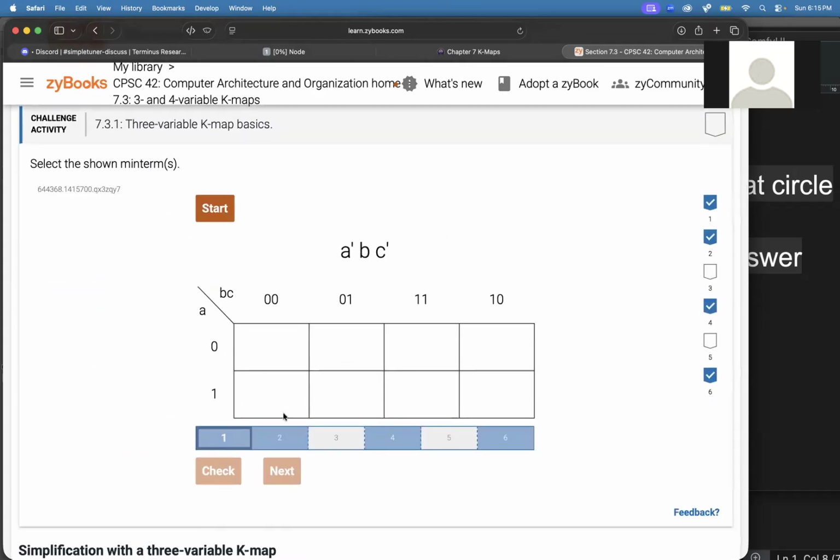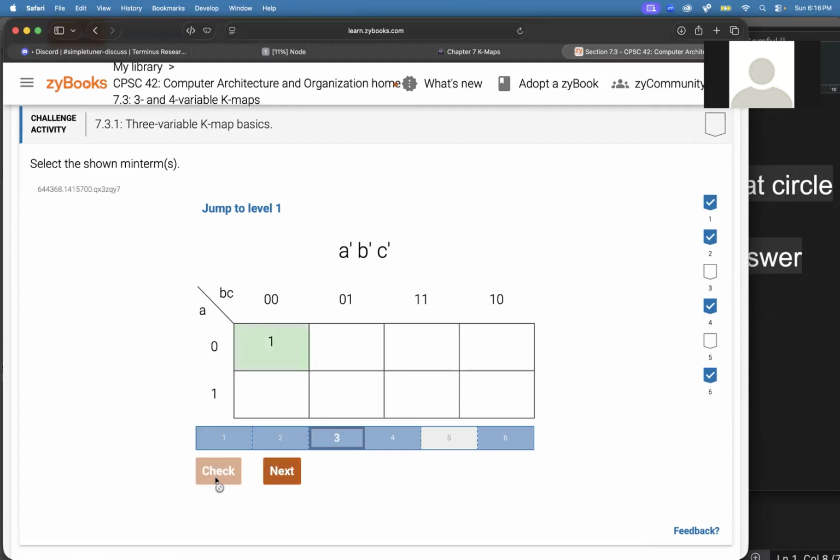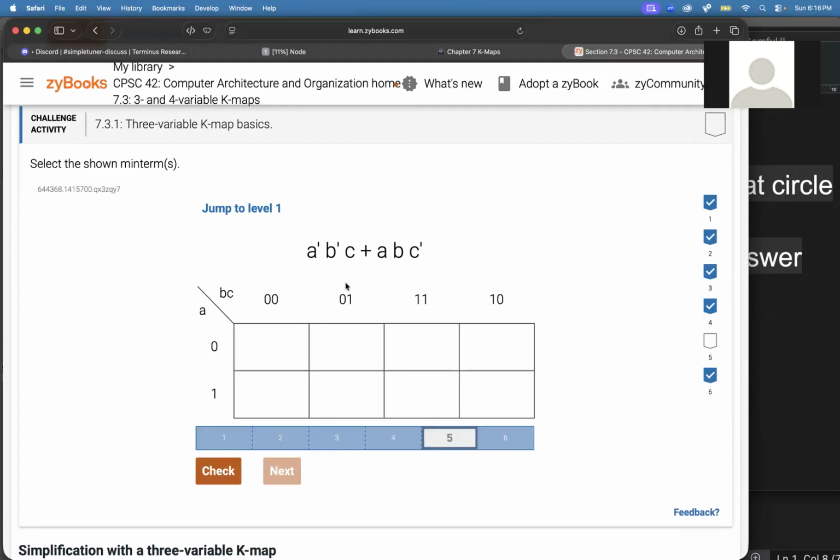All right, I'm not going to do all those. You can do a few of these. Not A, not B, C: that's 0, 0, 1. Do number 3. Not A, not B, not C: 0, 0, 0, right there. Number 5. Not A, not B, C: 0, 0, 1. A, B, not C is 1, 1, 0.